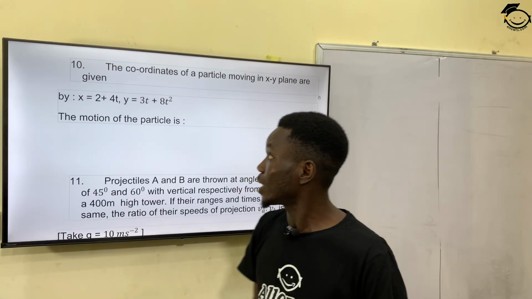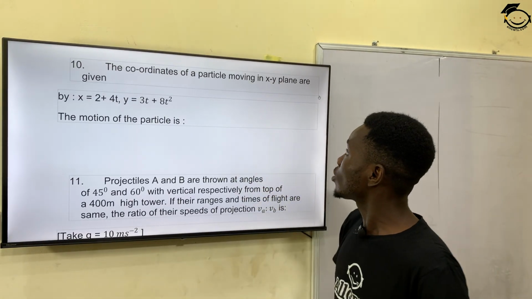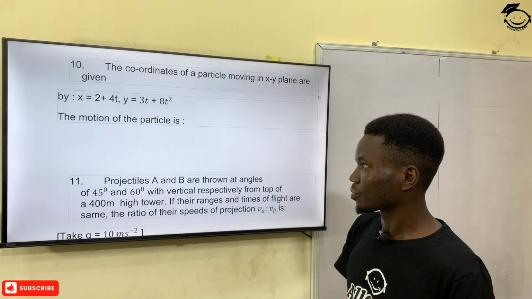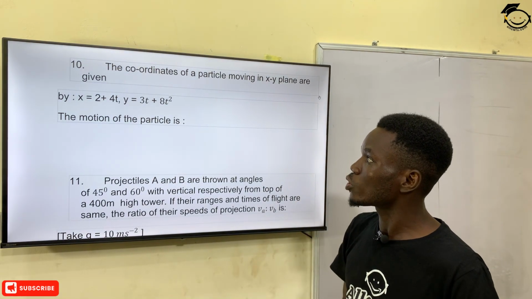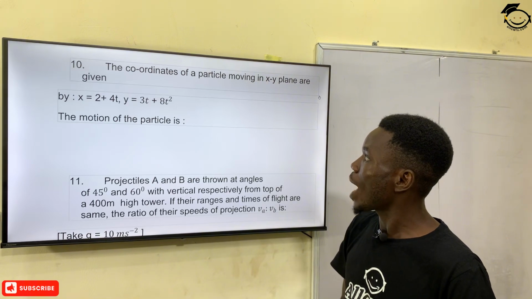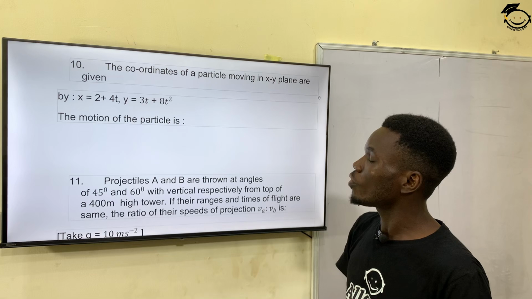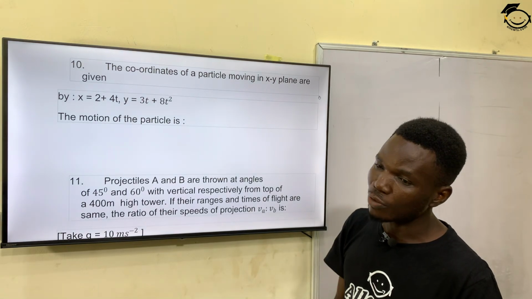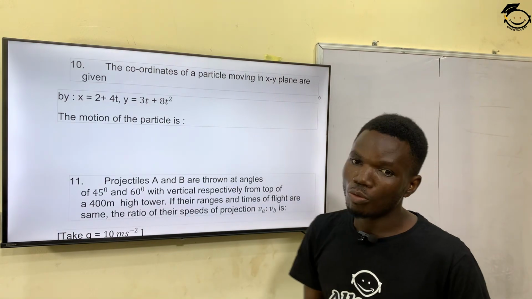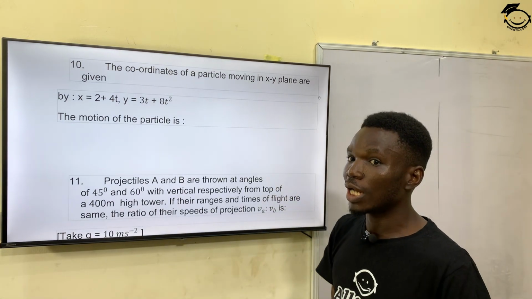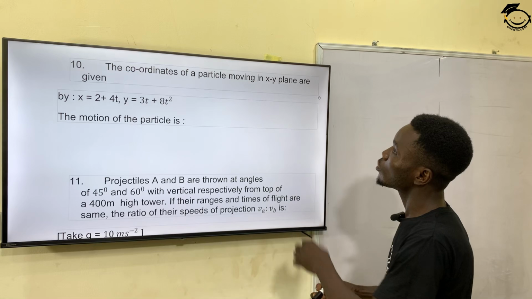Moving on to question number 10, it says the coordinates of a particle moving in the xy plane are given by x equals 2 plus 4t, y equals 3t plus 8t squared. The motion of the particle is that. So we are trying to find how this particle moves. Is it moving linearly? Is it moving parabolically? Or what?